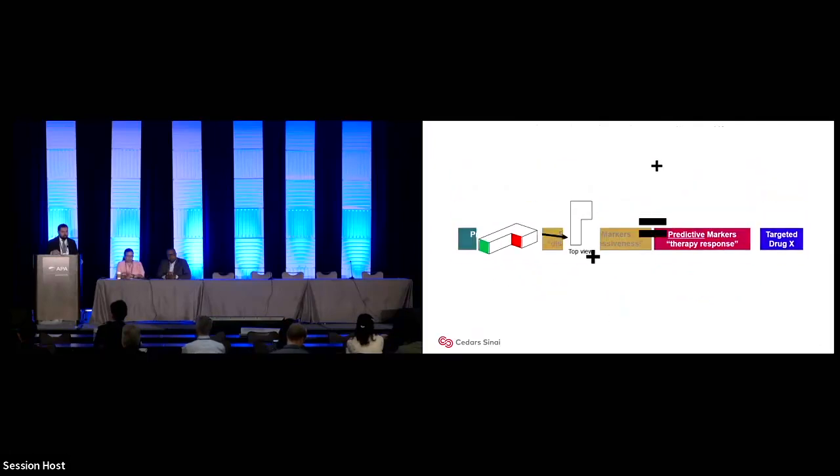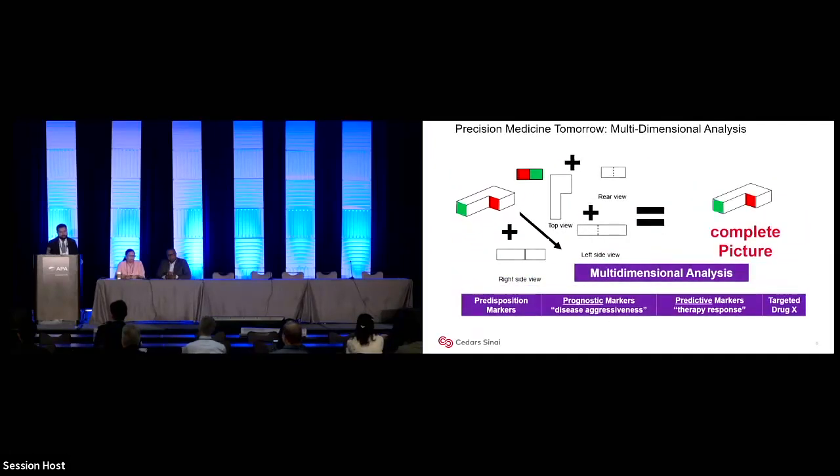But I think our goal is really to shift forward and to do what we describe as multidimensional analysis. This is where, and we use this example, you have a 3-dimensional shape. Don't look at one surface. DNA and clinical information is really one surface. The idea is to look at it in 3 dimensions, multiple sources of molecular information to help guide us for predisposition markers, prognostic markers, and predictive markers. So with this challenge in mind, we developed something called the Cedars-Sinai Molecular Twin Platform, which is what I'm going to present to you.